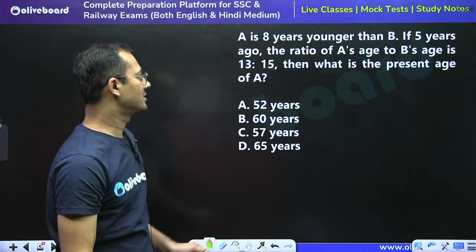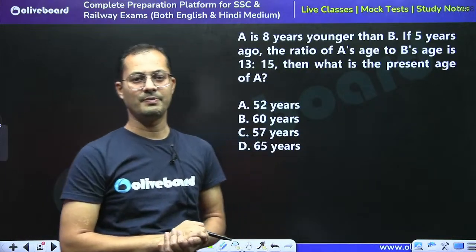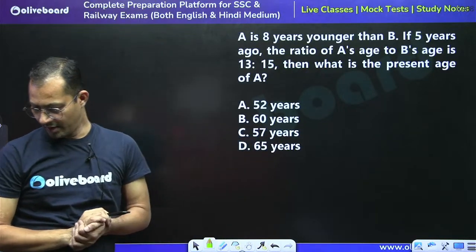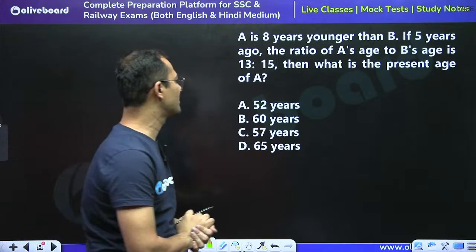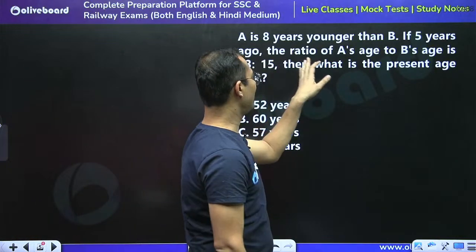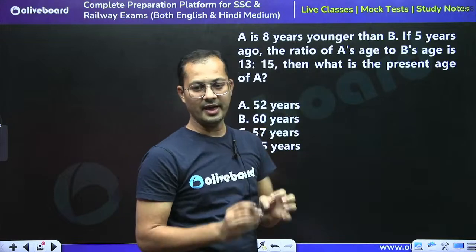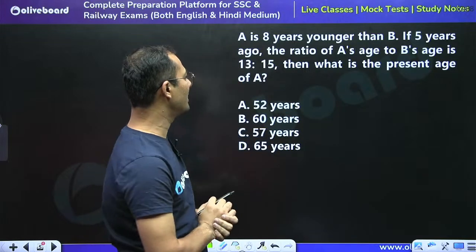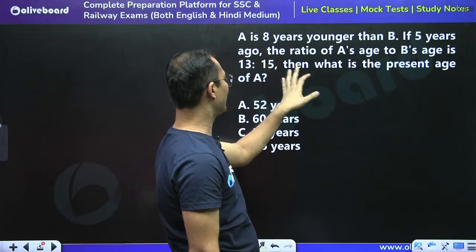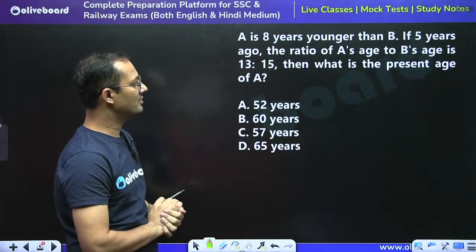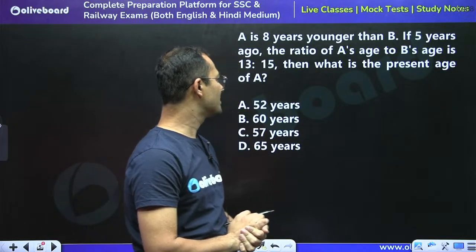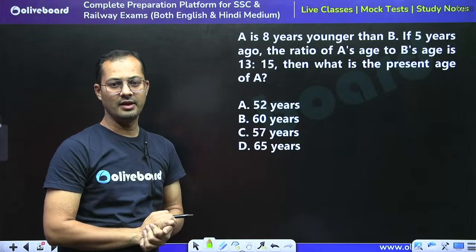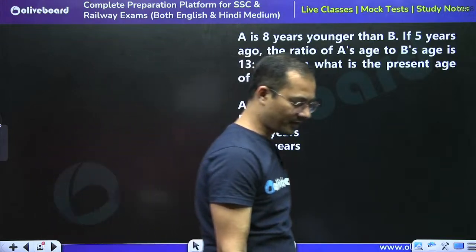Moving forward, tell me what is the answer of this question. See, A is 8 years younger than B. If 5 years ago the ratio of A to B's age is 13 to 15, then what is the present age of A? What is the present age of A?